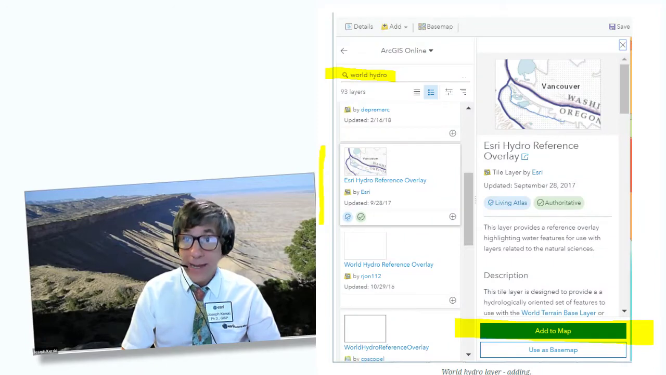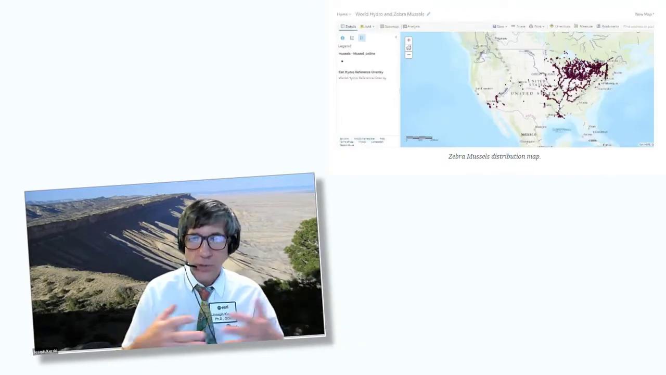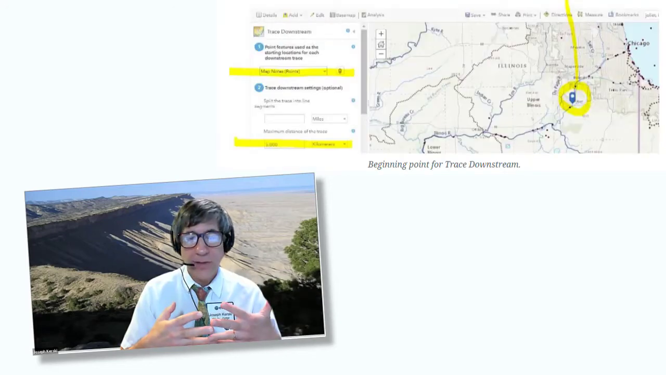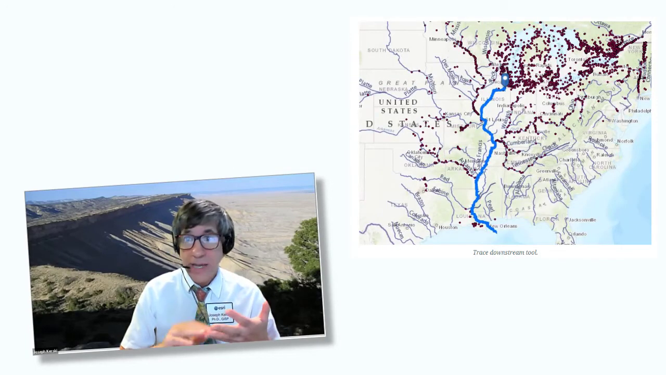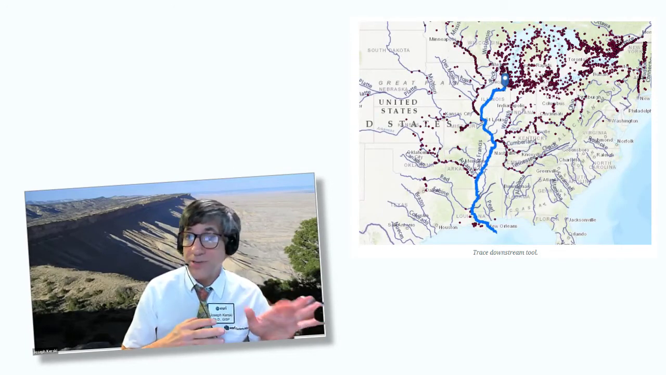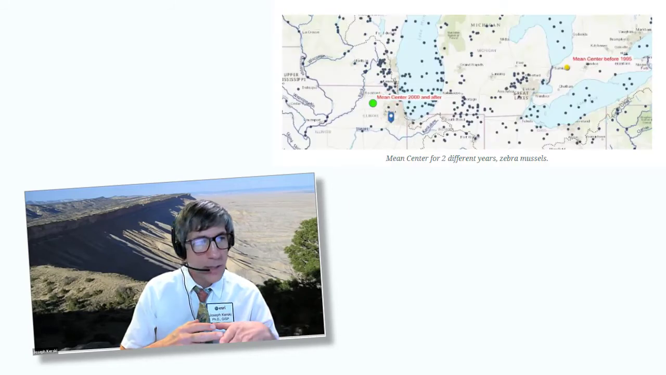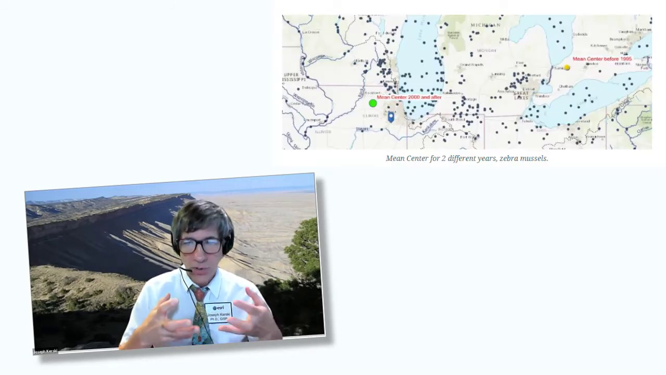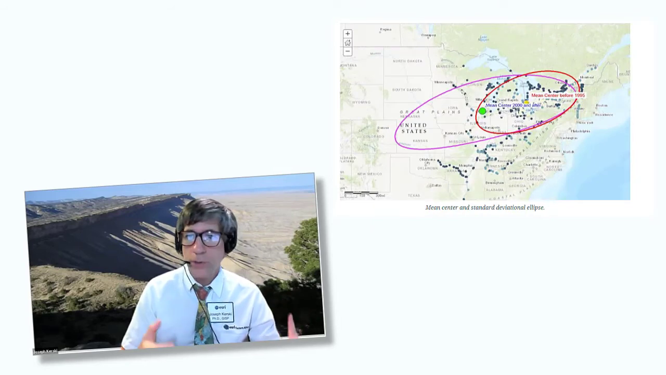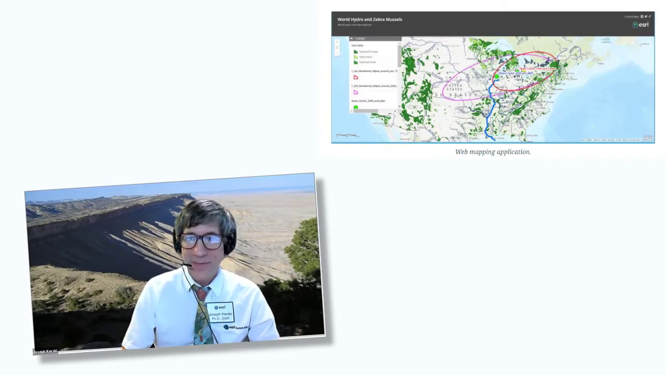Week 4 hands-on activities are as follows. In light of our statements earlier about spatial analysis, we're going to use the trace downstream tool. We're going to create mean geographic center, standard deviational ellipse with a focus on zebra mussels and invasive species. And again, think cartographically. How are these things created, represented, shown, communicated? That is our goal for week 4.